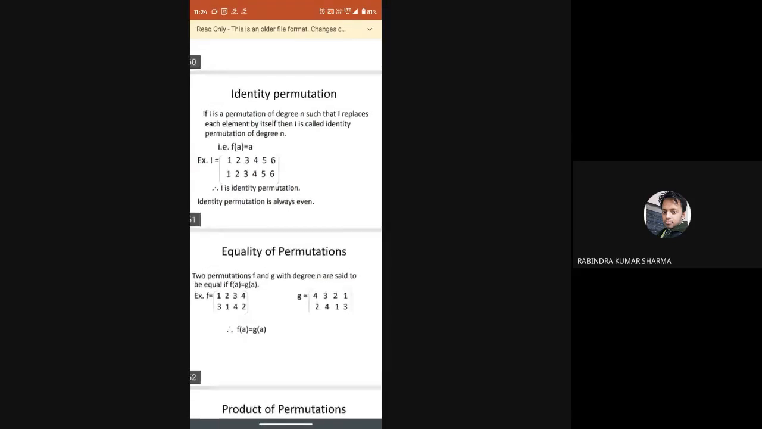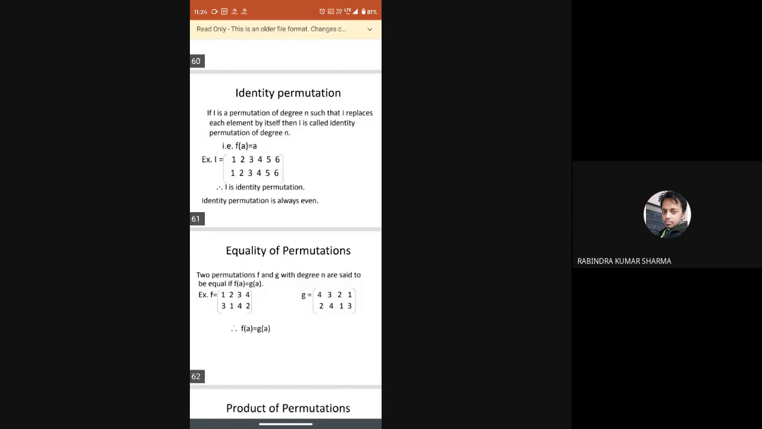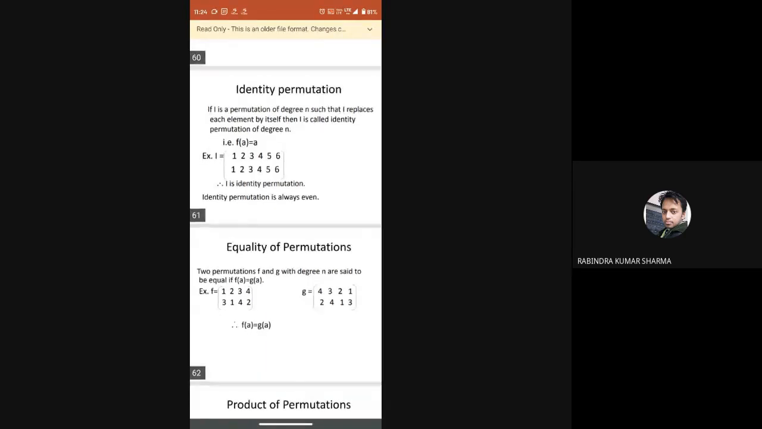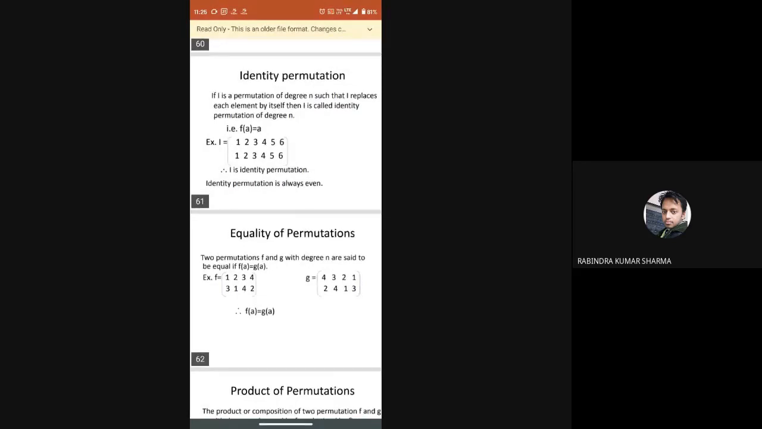Definition is that if I is a permutation of degree n such that I replaces each element by itself, then I is called identity permutation of degree n. Okay, I is a permutation of degree n such that I replaces each element by itself. ठीक है, 1 अगर आपने इनपुट किया है तो 1 आउटपुट होगा. ठीक है, 2 आपने इनपुट किया तो 2 is the output there. So this is called identity permutation.